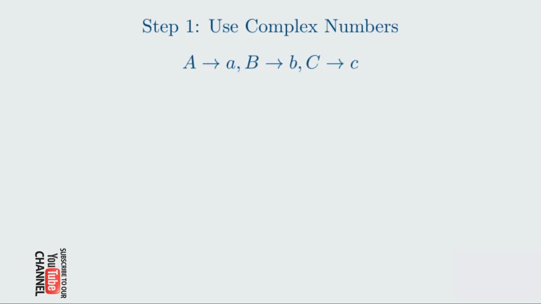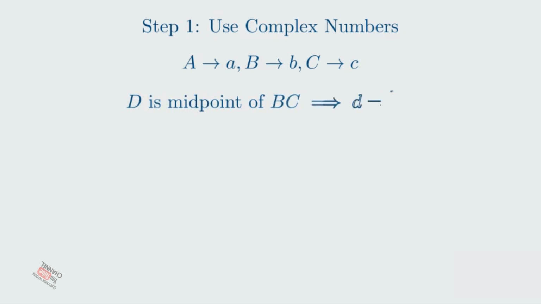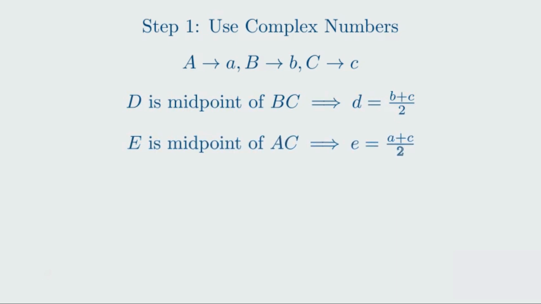Next, let's find the complex numbers for the midpoints of the sides. Since D is the midpoint of BC, its complex number is simply the average of b and c, so d equals (b plus c) over 2. Similarly, E is the midpoint of AC, so e equals (a plus c) over 2. And F is the midpoint of AB, so f equals (a plus b) over 2.